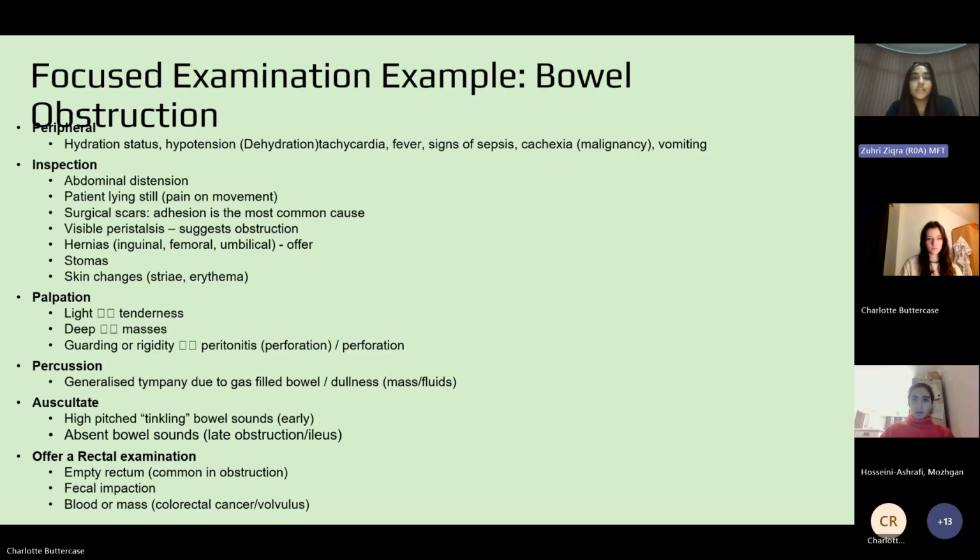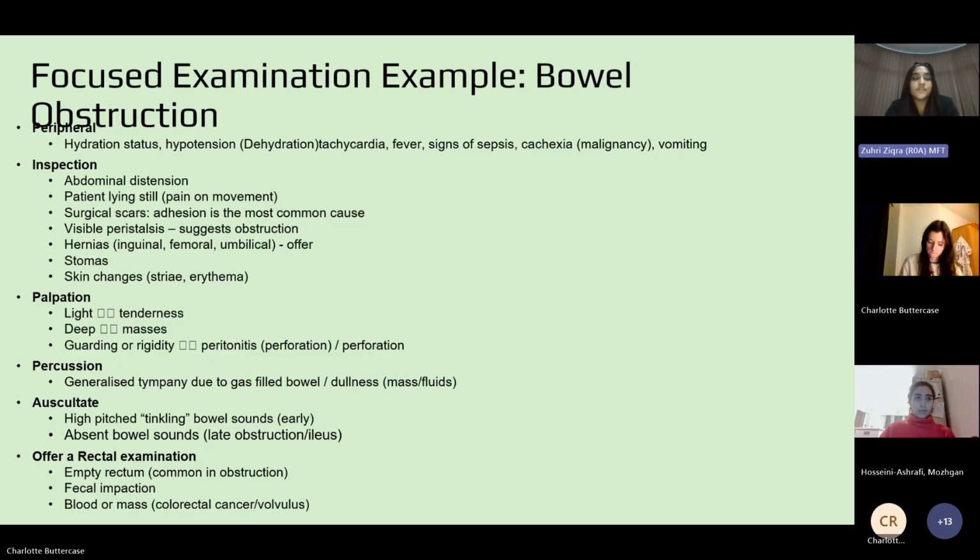Go on to your percussion. If there's a lot of gas in the bowel, it should be a generalized tympany instead of a dull sound, essentially, which you could mention in your examination. Go for auscultation. A lot of people have mentioned this already, but if it's early obstruction, you get this high-pitched tinkling sound, don't you? If it's completely absent bowel sounds, then it's either an ileus or it's a late obstruction.